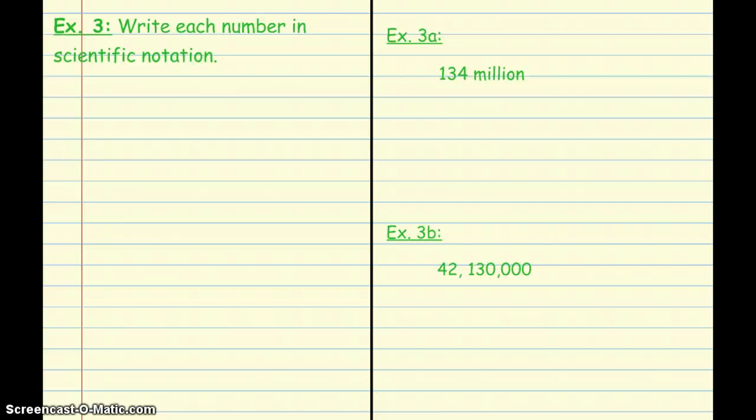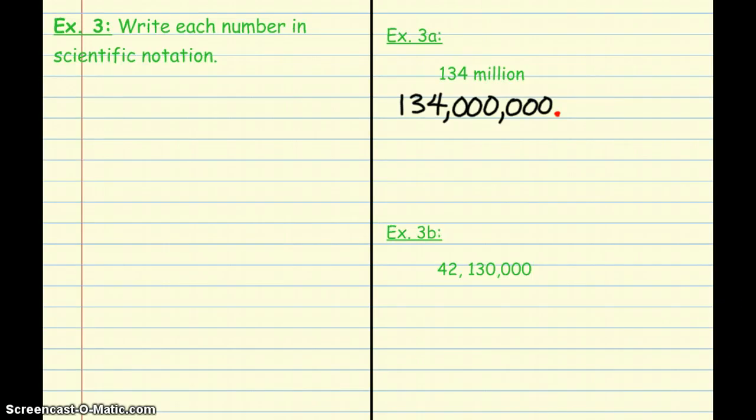So example 3a, we have 134 million. The first thing that we need to do is write this out in standard form. Well, this is 134,000. I'm going to add 3 more zeros to make that 134 million. So just like before, going from standard notation into scientific, from scientific into standard, we have to move the decimal to go from standard to scientific. And where is that? Well, it's hidden, but it's right here.